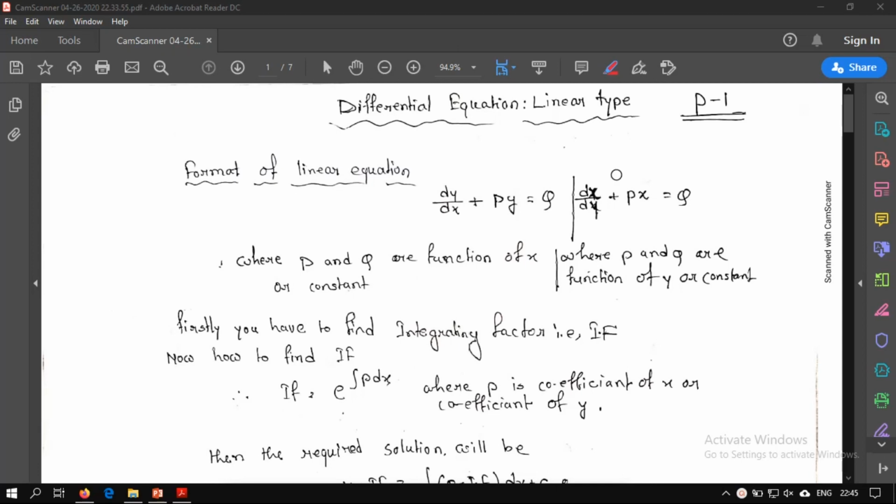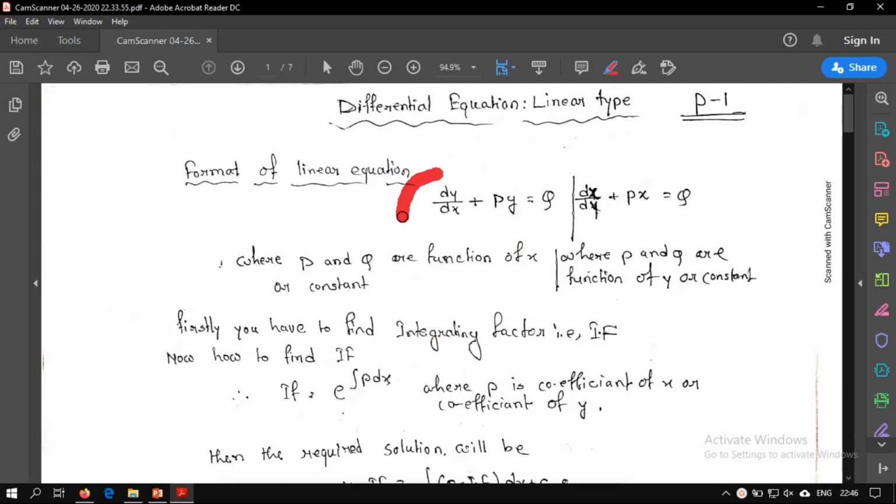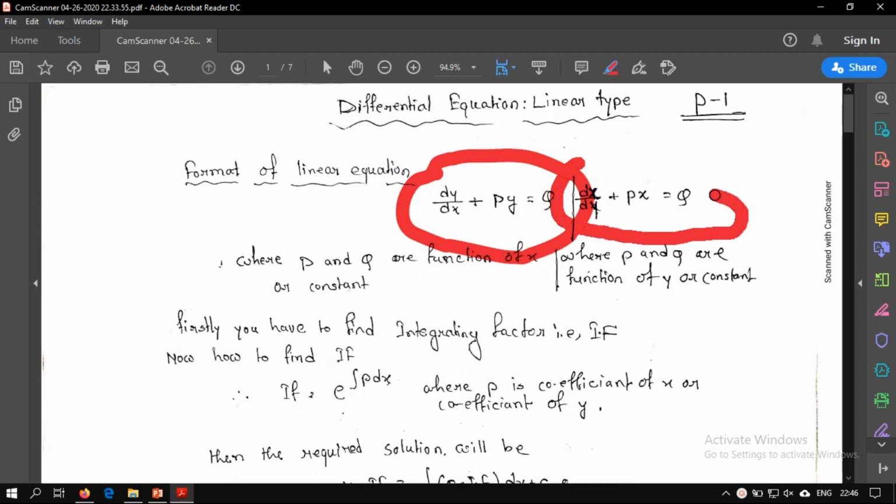Hello students, today I will teach you differential equations. The topic is the linear type. You know linear means the power of any term is 1. Here the linear format is dy/dx plus Py equal to Q, and dx/dy plus Px equal to Q.